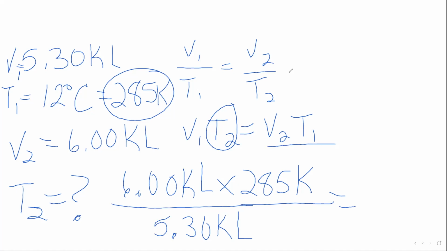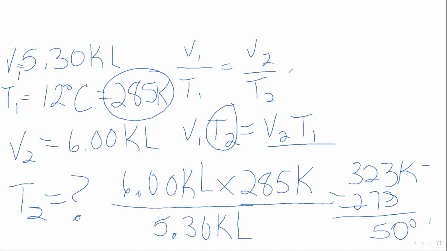I got 322.6. So sig figs tells me this is 323 Kelvin. Subtracting 273 from that so that we can get the Celsius back, right? It gives me 50 Celsius. See? So that's how you do it. Well, actually 49.6, which is good enough for 50.